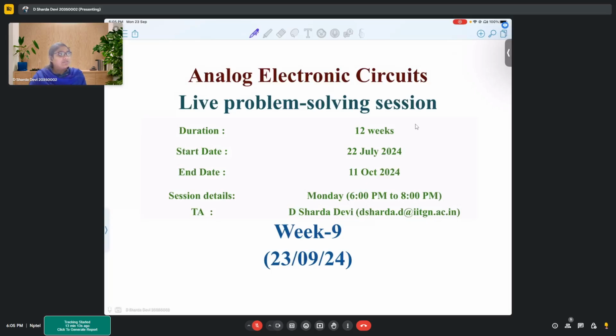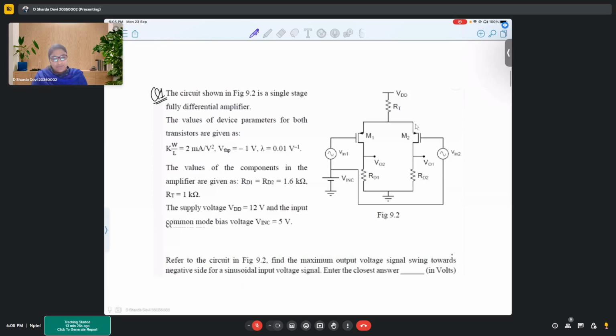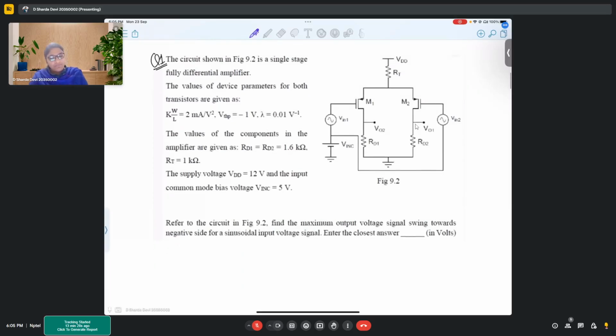So today also we'll be discussing differential amplifier based problems. We'll look into some capacitance based problems. So let's begin. This is our first problem for today. If you have any doubts, please don't write in text form. Just unmute yourself and interrupt me anywhere possible. Okay?